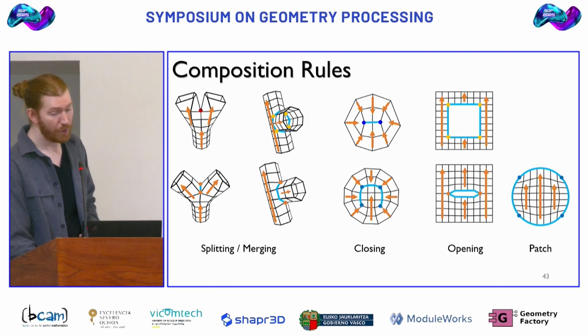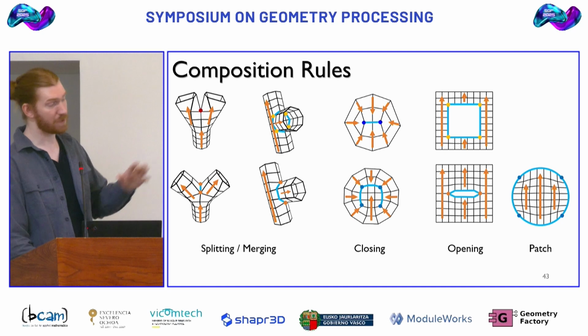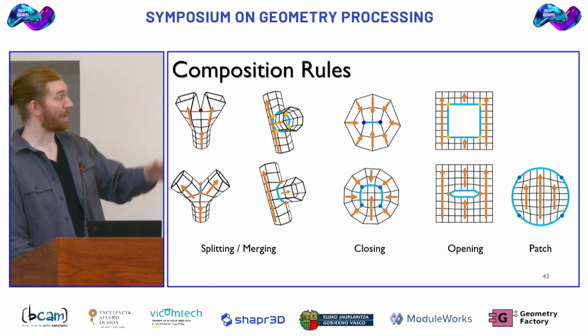So in our meshing tool, we give designers a menu of 9 composition rules to choose from that correspond to ways of splitting and merging, closing tubes, opening holes, and bounding patches.